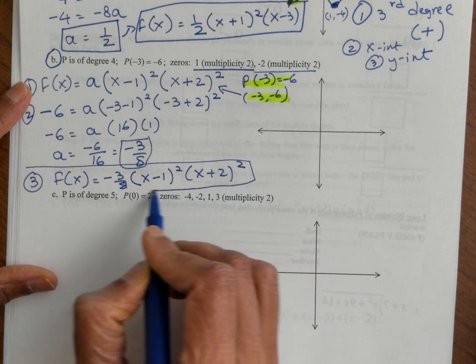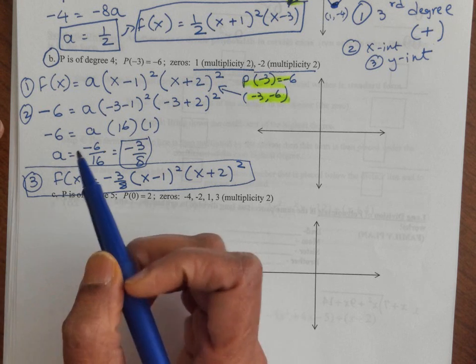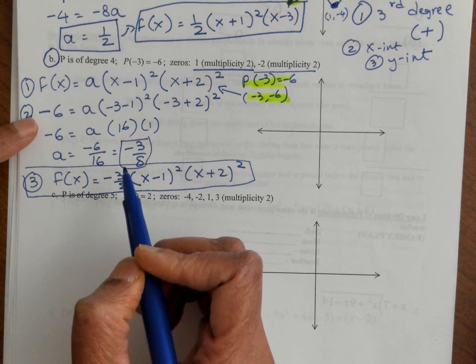So I got my a to be negative 3 over 8. And then I put them together and write it as a polynomial. John, yeah. How I got the a? How you got rid of it and moved it over.